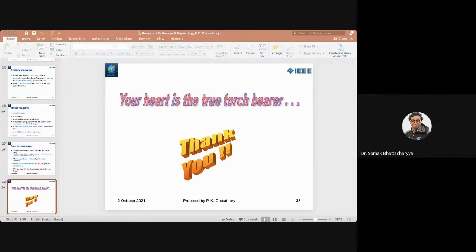Professor Choudhary, there are a few questions from the students. Sure, sir. So may I invite one by one? Yeah, sure. Shombit Kumar Ghosh, please go ahead. Yes, sir. I am a research scholar from IIT BHU, Electronics Department. I have one question to you, sir: what is the difference between a research paper and a short communication?